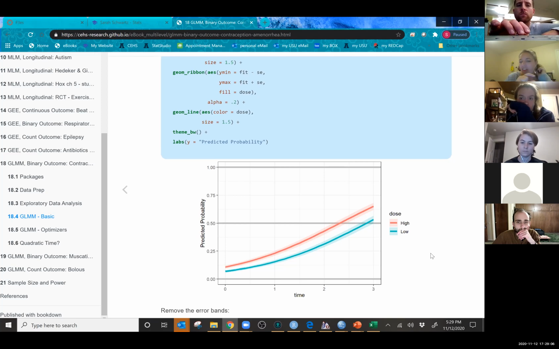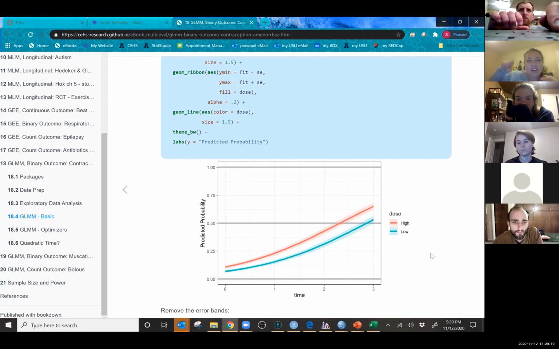But now, on the logit scale, they would be parallel. On the probability scale, we see this curvature, and the gap gets bigger. If we were to graph this on the logit scale, we would see two straight parallel lines. But when we exponentiate and go back to the probability, we get these curved lines that are not necessarily parallel.